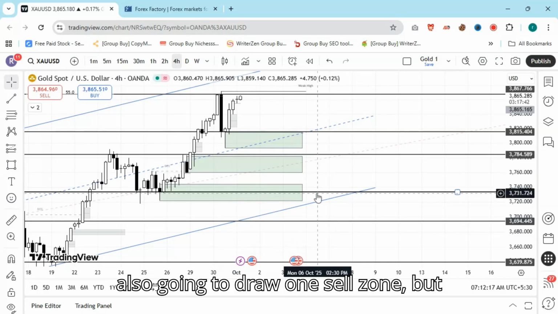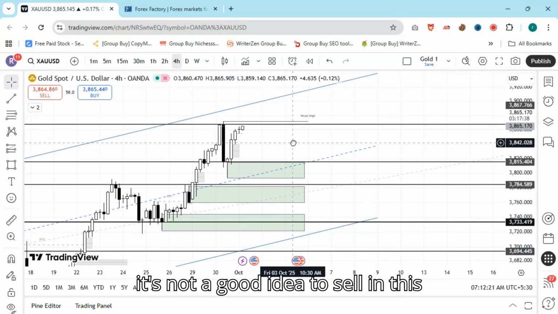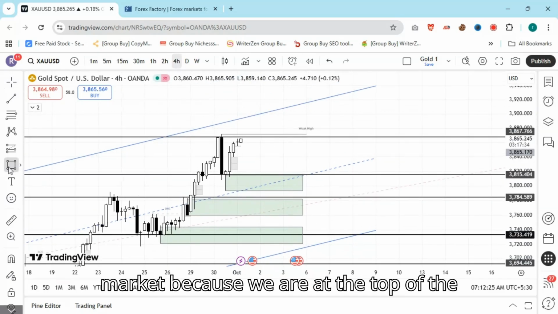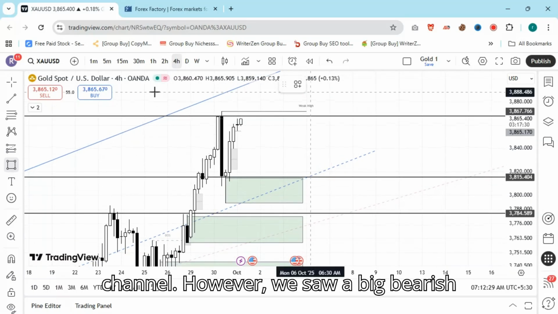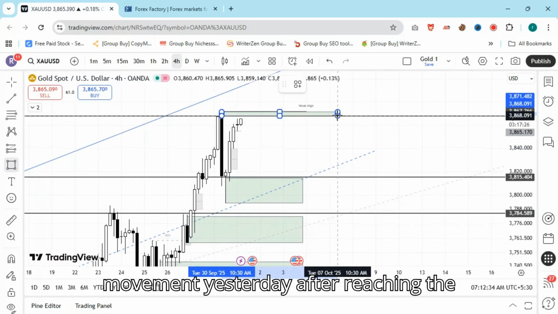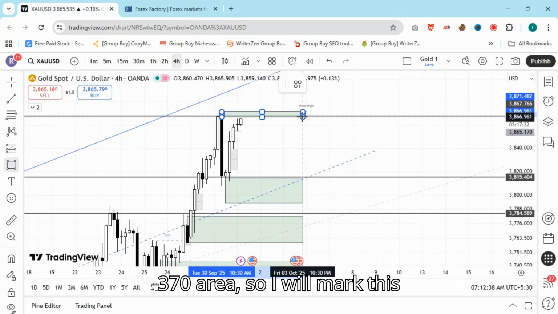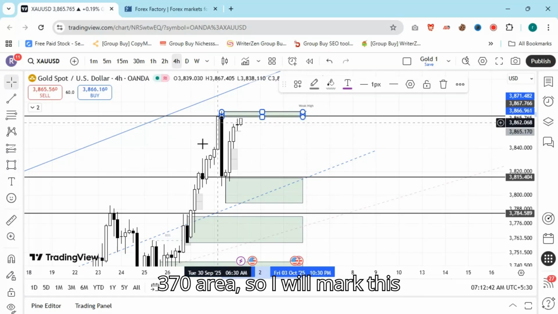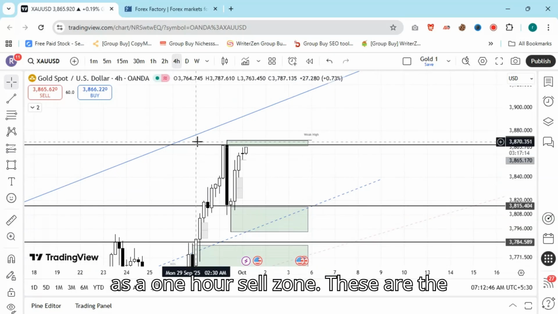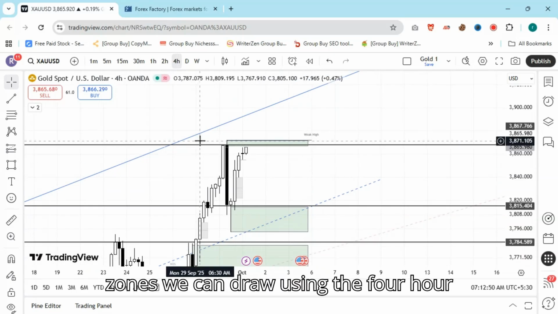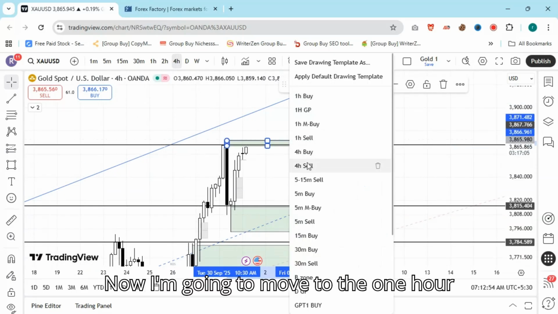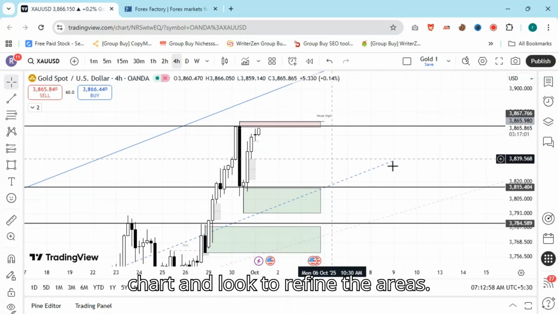I am also going to draw one sell zone, but it's not a good idea to sell in this market because we are at the top of the channel. However, we saw a big bearish movement yesterday after reaching the 370 area. So I will mark this as a 1-hour sell zone. These are the zones we can draw using the 4-hour chart. Now I'm going to move to the 1-hour chart and look to refine the areas.